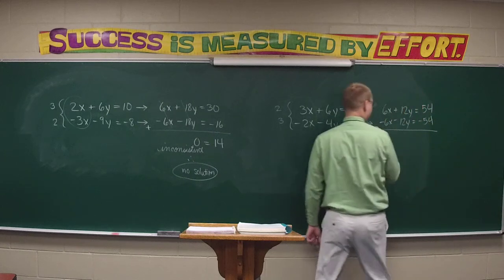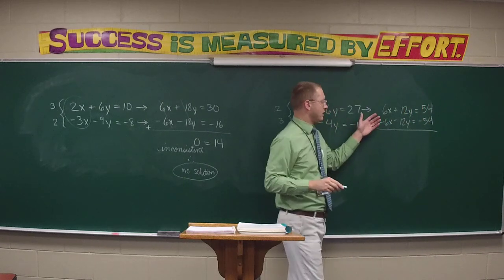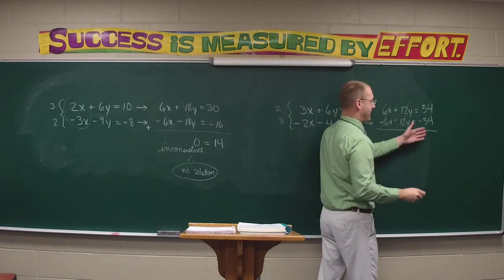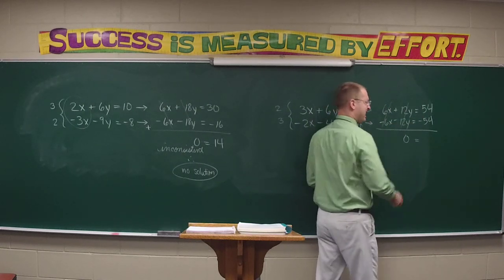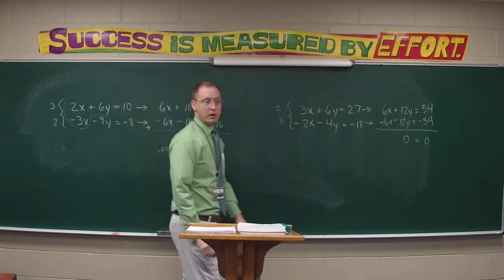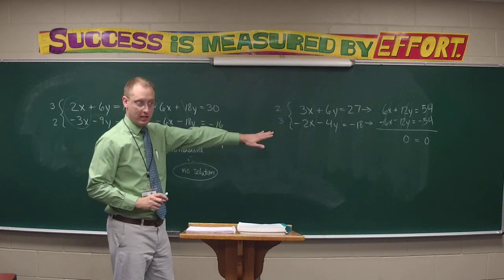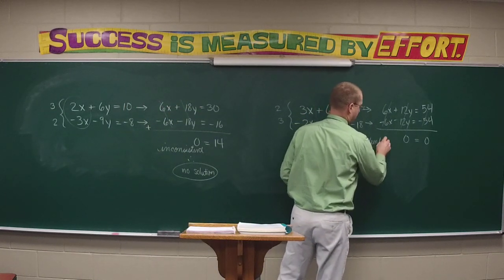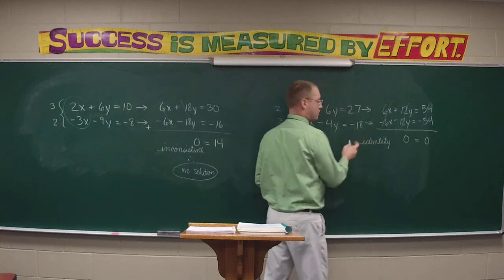And thoughts on the x's, class? Thoughts on the y's? So what's left on the left? 0. And then on the right-hand side, 54, -54, class? Cancel, so I've got 0. Does 0 equal 0? Yes. That is not a contradiction. This is an identity. Remember? It's always true that 0 equals 0.